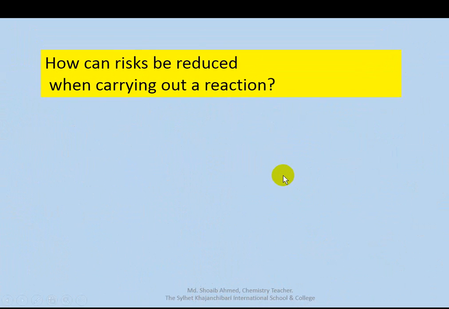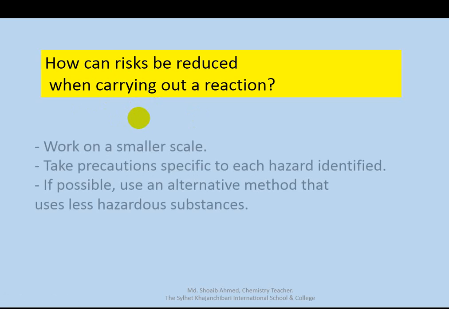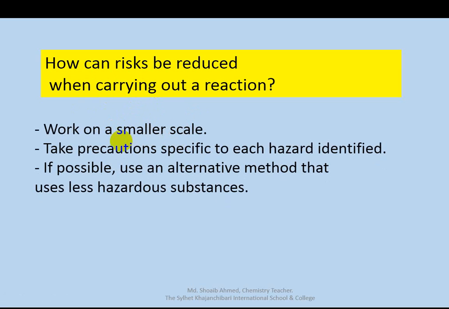How can risks be reduced when carrying out a reaction? We can reduce risks by putting on gloves and working on a smaller scale. We can take precautions specific to each hazard identified. Working on a smaller scale means we take small amounts of chemicals, not too much. Risk can be reduced by working on a smaller scale and taking precautions specific to the hazard identified.